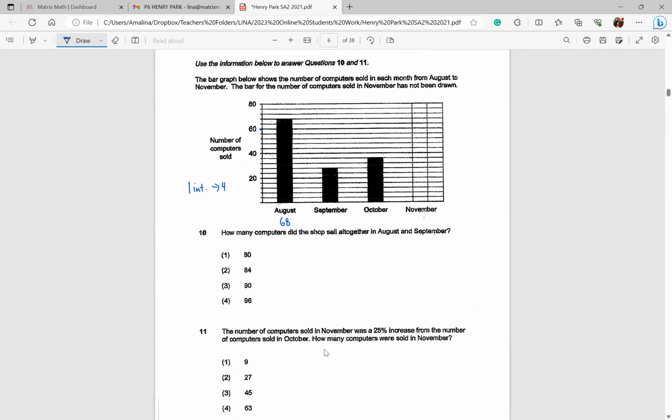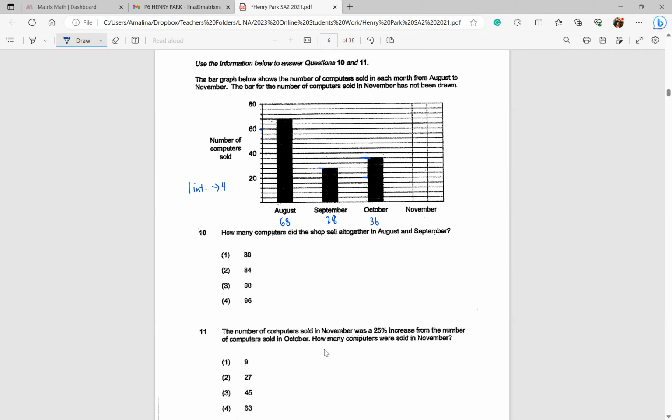Okay, and then for September, it's also 2 lines above your 20. So September, there's 28. Now October, this is 20. And then October is over here. So 20, 24, 28, 32, and 36 for your October.